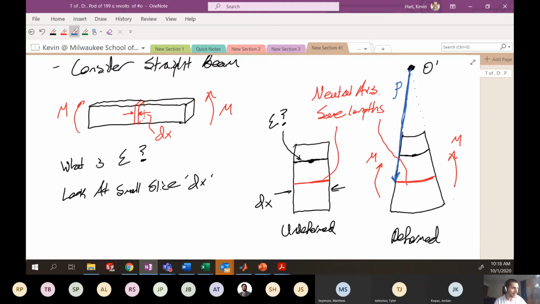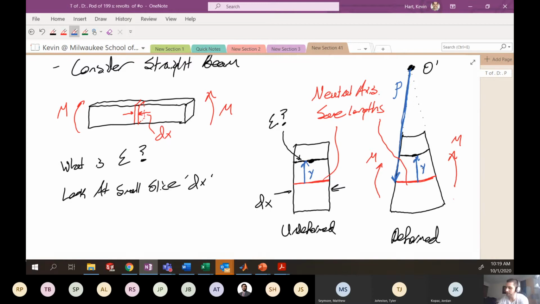I also might want to define the distance that my point of interest is away from the neutral axis, and I can do that in both of these pictures. So here, this is the neutral axis in the undeformed case, and my point of interest is located at some distance away from that neutral axis, which I will call little y. The distance between the neutral axis and that point of interest does not change in the deformed case. It is still the same length here. Okay, it's still that same length.